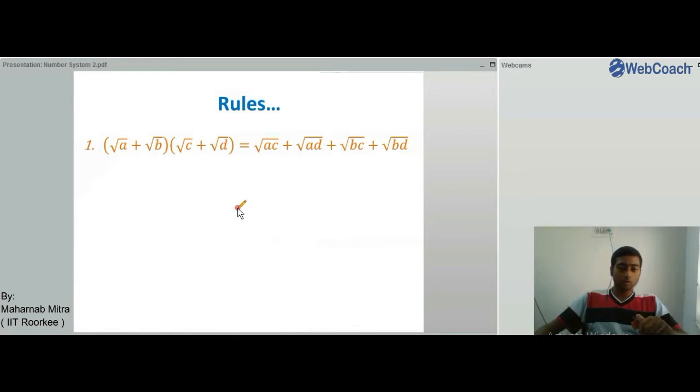right? So let's talk about further rules. Further rules which are applied are here. These are a bit difficult rules, but if you look at them bit by bit, you will find that they are really very simple and are quite similar to what you had learnt in earlier classes. Like here, the first rule is based on the distributive law of numbers, right? Here you are trying to multiply the sum of two square roots with the sum of any other two square roots, right?